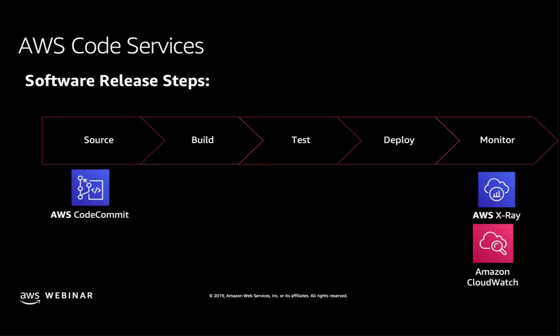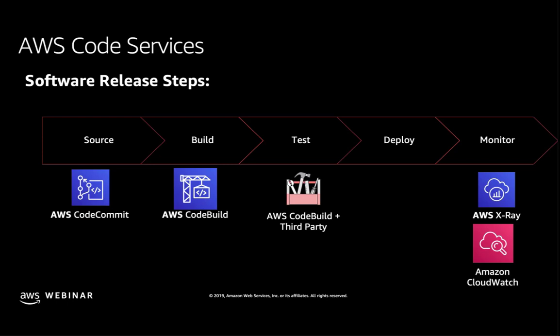So for the source stage, we have a service called AWS CodeCommit. CodeCommit is a managed Git service. Then we've got CodeBuild, which allows you to build artifacts. In the demo a little bit later on, we'll be using CodeBuild to build our Docker container images. You could also do tests with it, things such as unit tests as well.